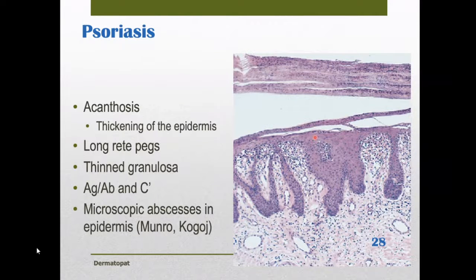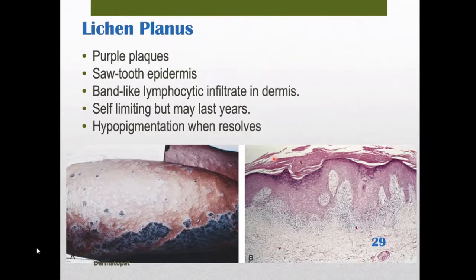So other things: the thickened granular layer, stratum granulosum. Microscopic abscesses in the epidermis, a little bit, Munro abscess and so on. Kogoj abscess. So that is what we see on histology.